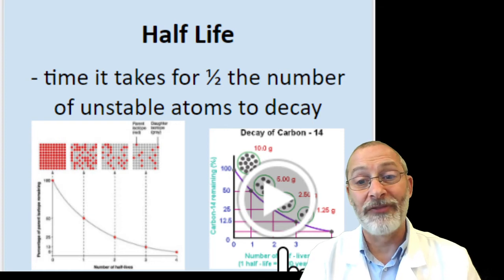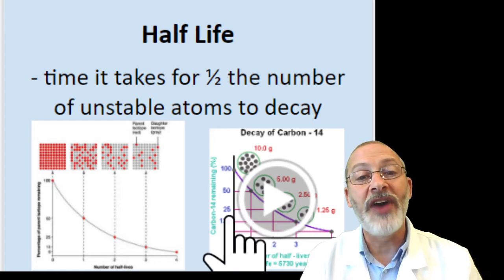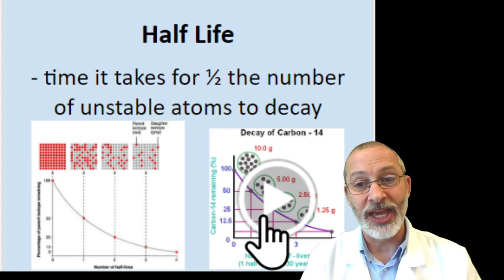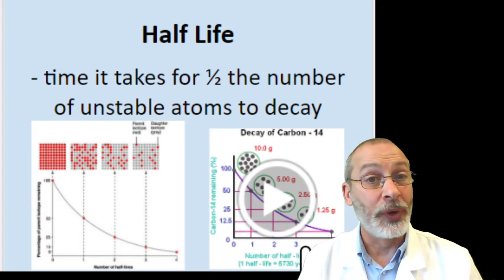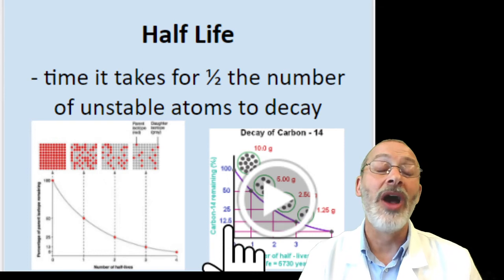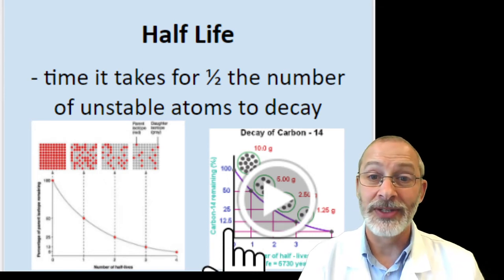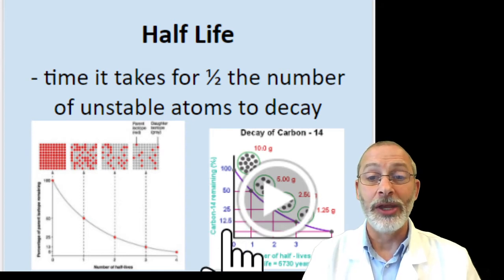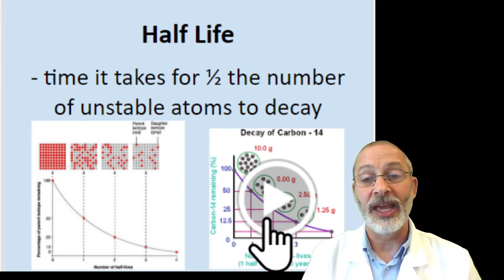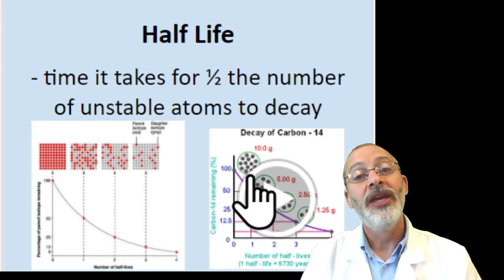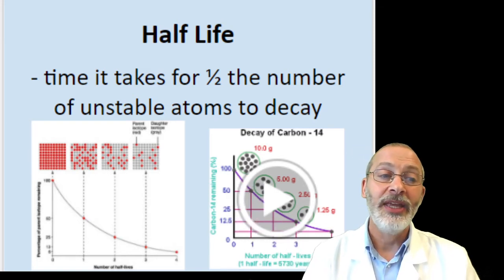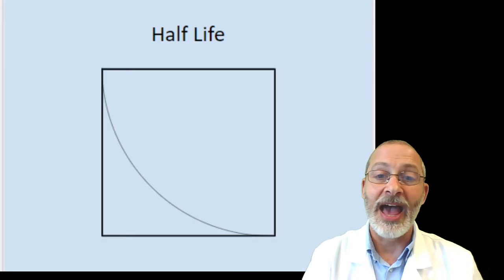After two half-lives, 25% of the original remains. After three half-lives, 12.5% of the original radioactive element remains, and so forth, creating that same curved graph illustrating half-life.